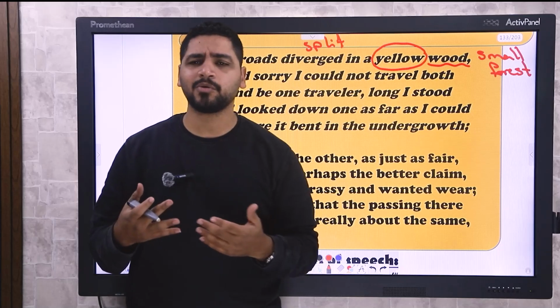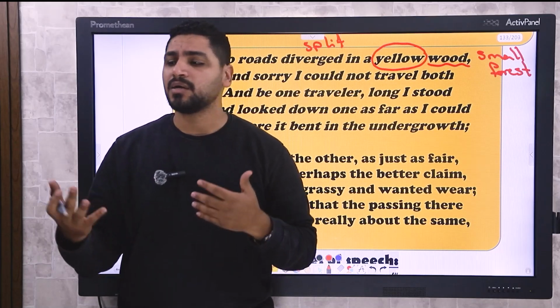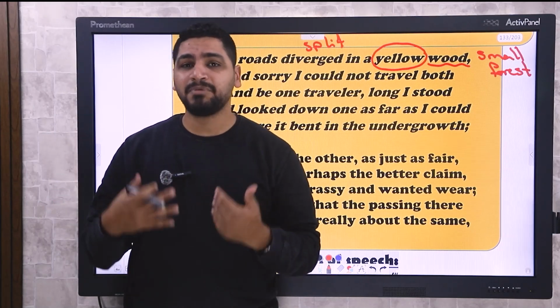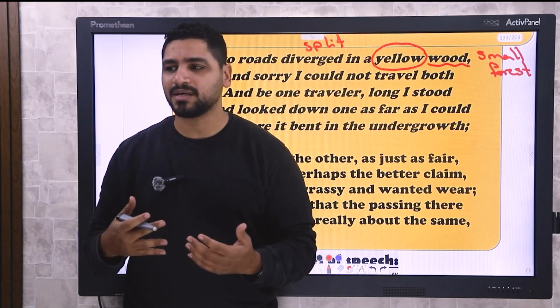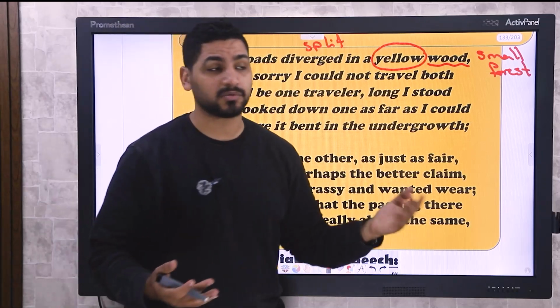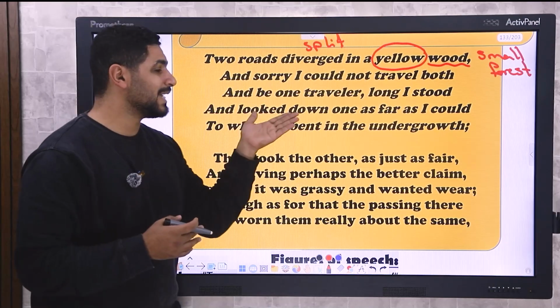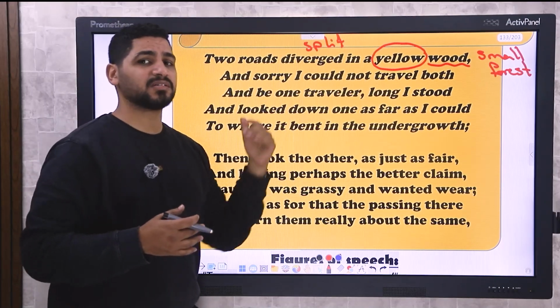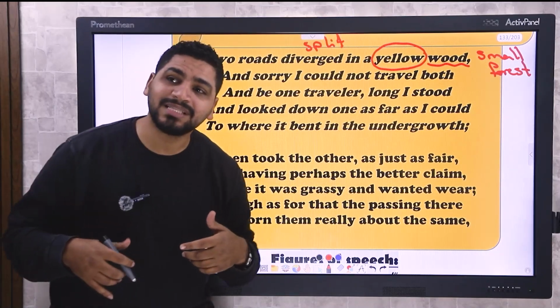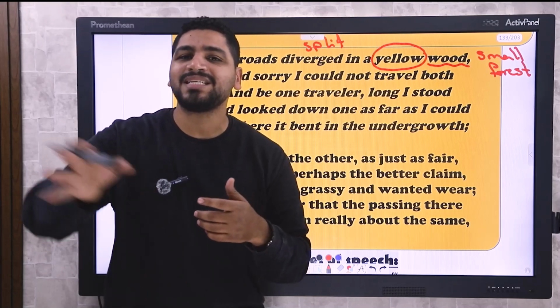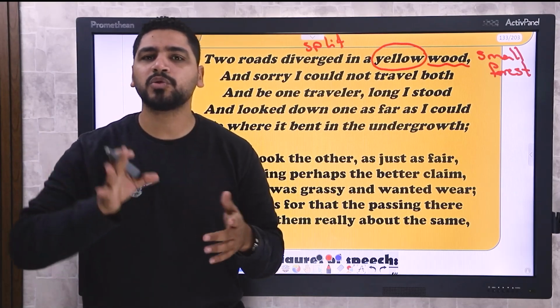Why did he stand for a long time? He just wanted to think which road to take. So he said, and be one traveler, long I stood. I stood for a long time to think. I will take this road or the other one. Long I stood and looked down as far as I could. Looked down doesn't mean this. No, he looked down the road. He wanted to see the end of the road. He wanted to know which road to take.